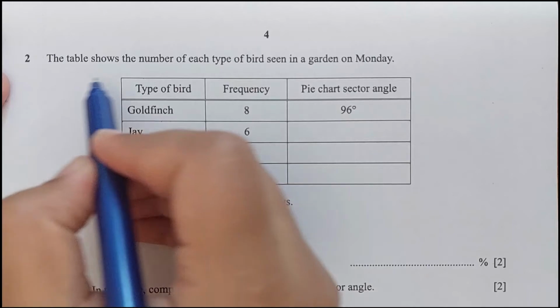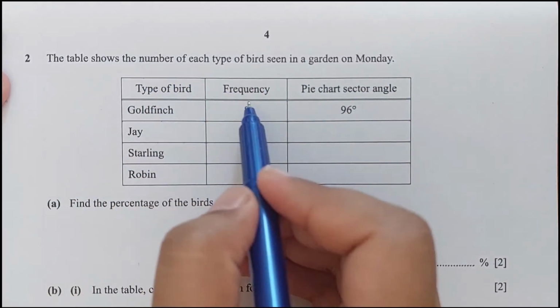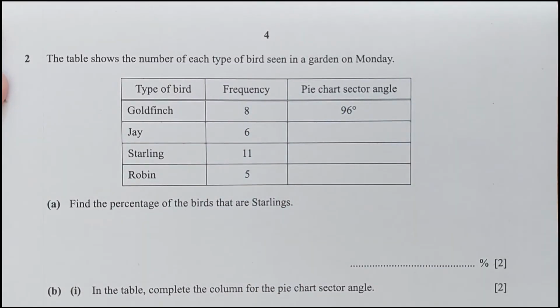Question number 2. The table shows the number of each type of bird seen in a garden on Monday. Type of bird, frequency and pie chart sector angle. Part A. Find the percentage of the birds that are starling.